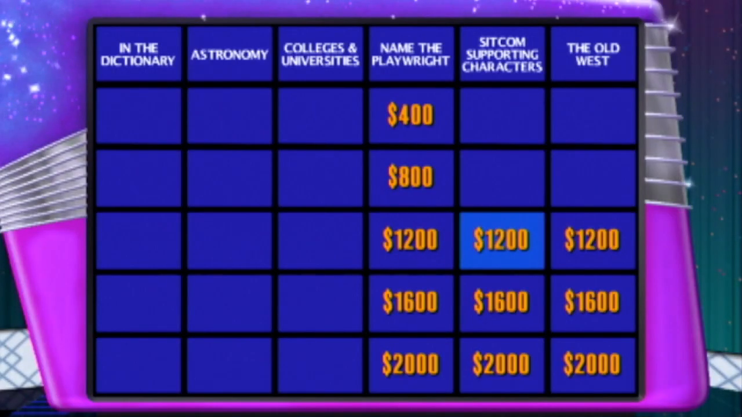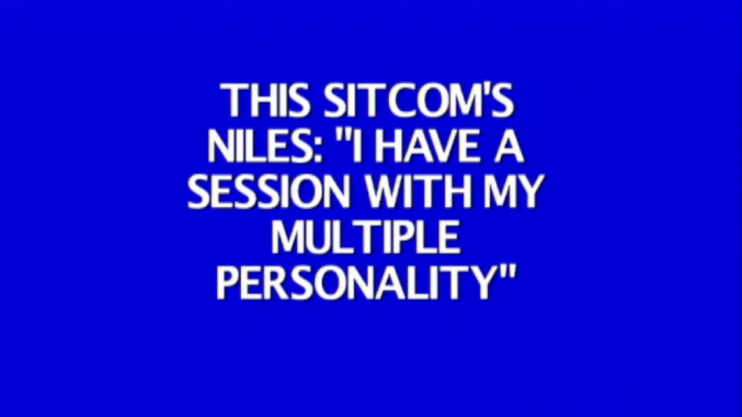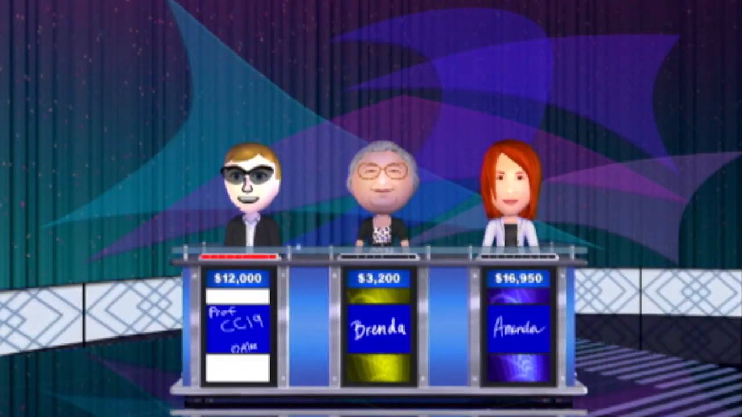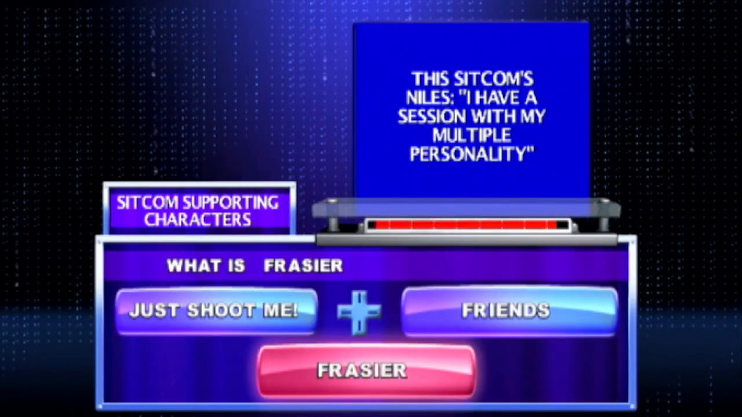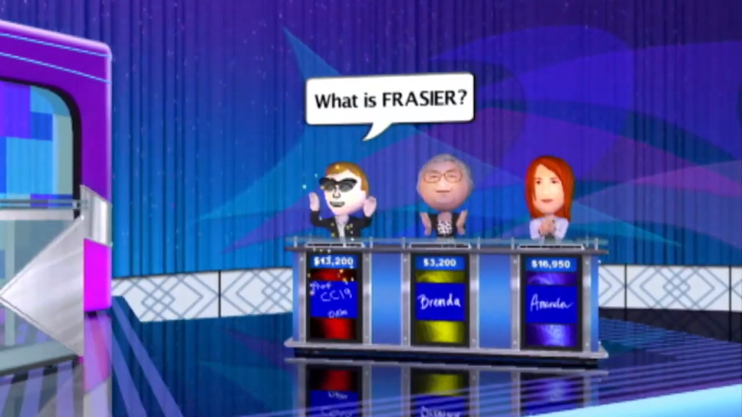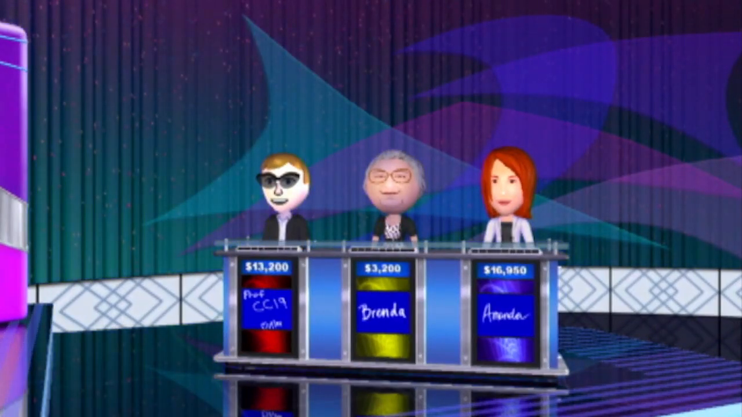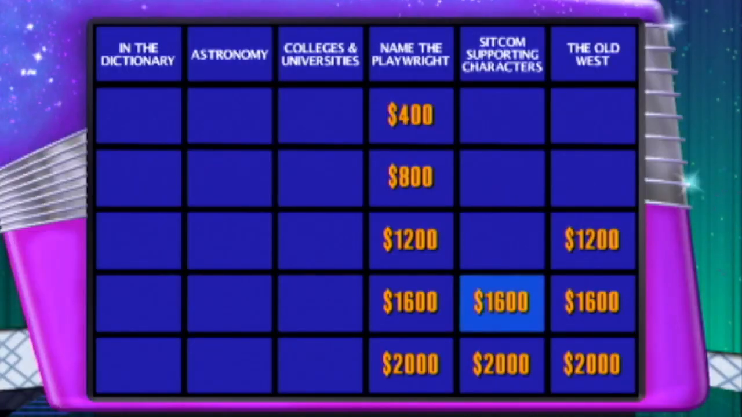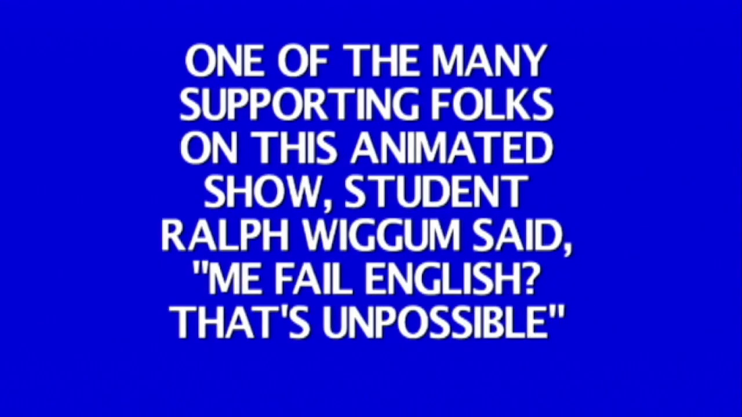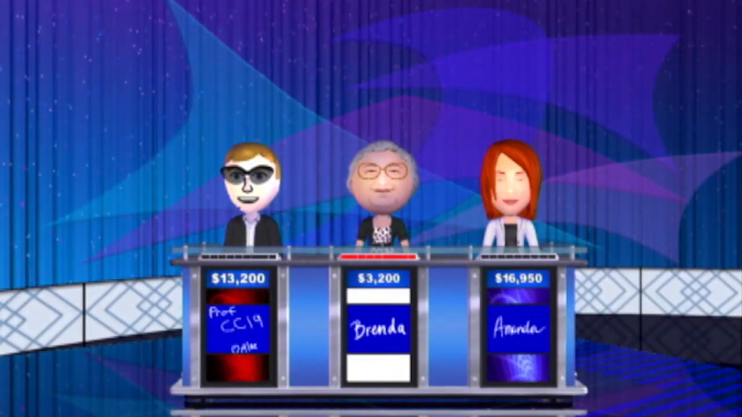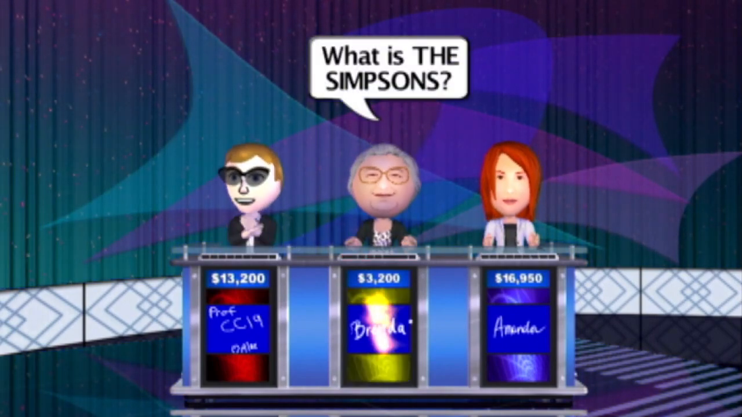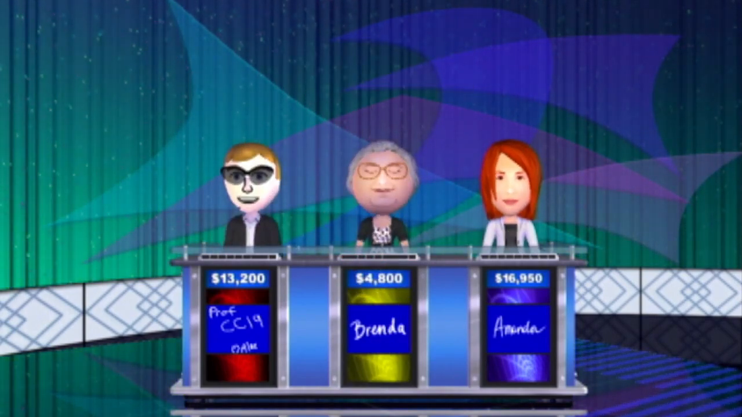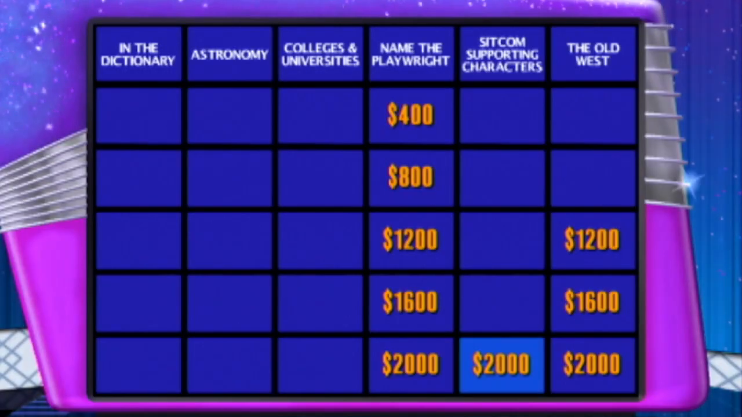Choose again, player 3. This sitcom's Niles: I have a session with my multiple personality. It's player one. You got it. You again, player one. One of the many supporting folks on this animated show, student Ralph Wiggum, said, "Me fail English? That's unpossible." Let's hear it, player two. Yes. Please pick again, player two.